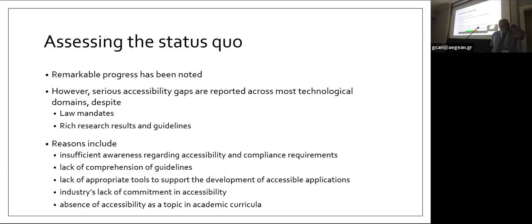Assessing the status quo. In summary, remarkable progress has been noted in the field of accessibility across various application domains. However, despite the fact that digital accessibility is a fundamental human right and mandated by law, it is noted that serious accessibility gaps are reported across most technological domains. It is also noteworthy that guidelines to achieve digital accessibility and research results reported in the literature are abundant.